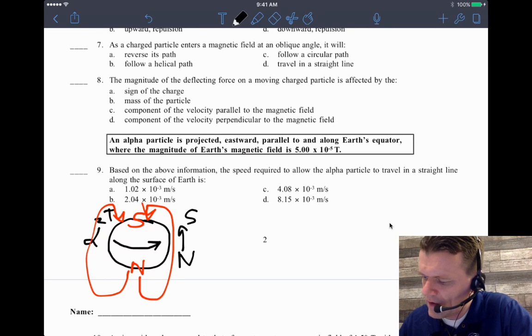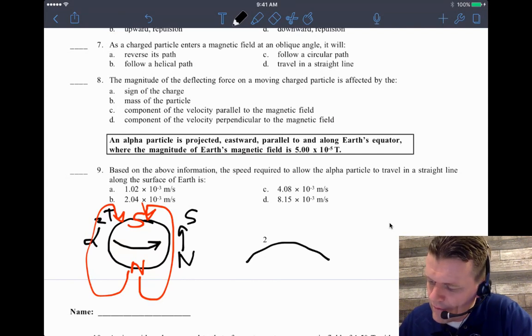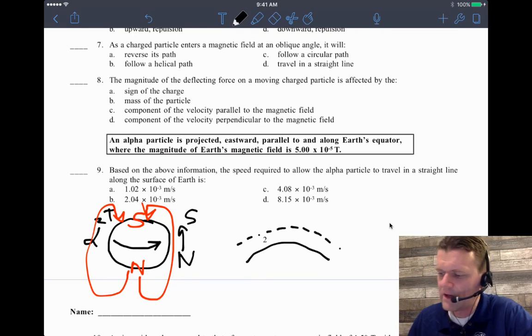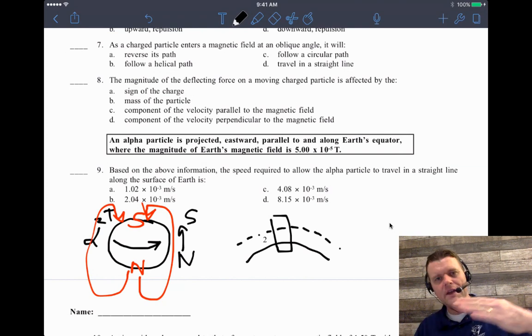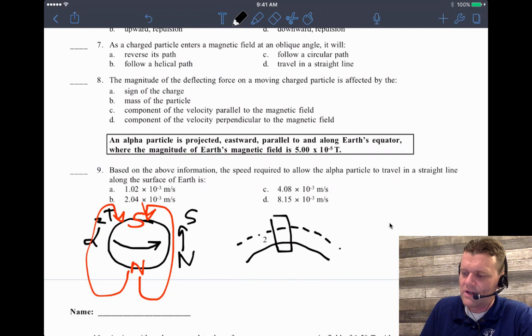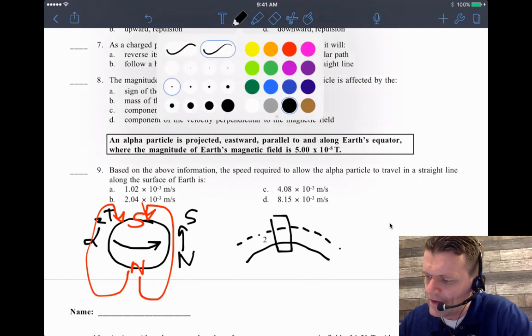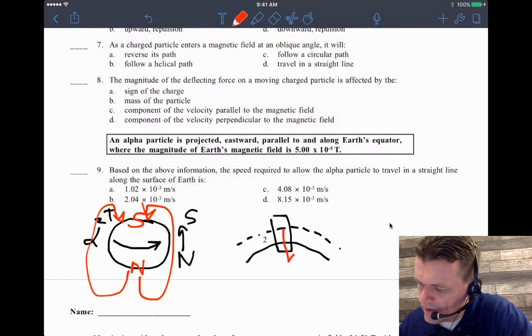If I keep drawing here, just off to the side, if you look at the Earth from the side, the alpha particle would travel along the curvature of the Earth like this. If you travel in a straight line relative to the surface of the Earth, you'd be looking at just a little piece of it, and it would be going horizontal like that. But in that second sketch I just did, the force of gravity will be trying to pull the alpha particle down.